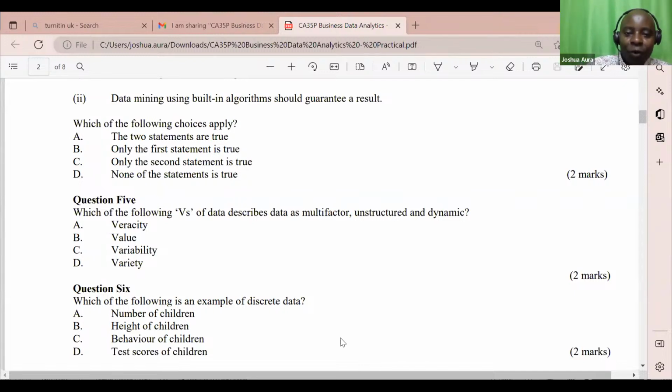Velocity, volume, veracity. Veracity, they are repeating again. I like that. Veracity, value, velocity, volume, variety. I can see at least you remember them.